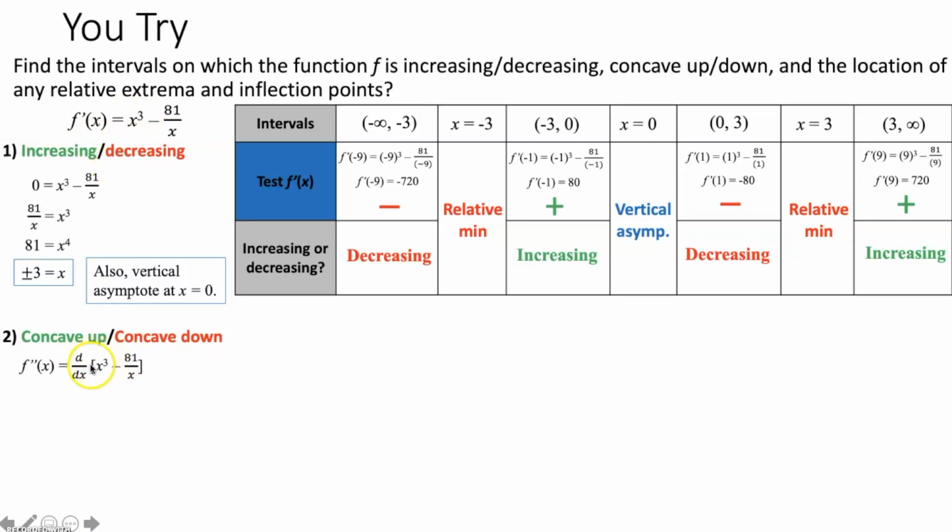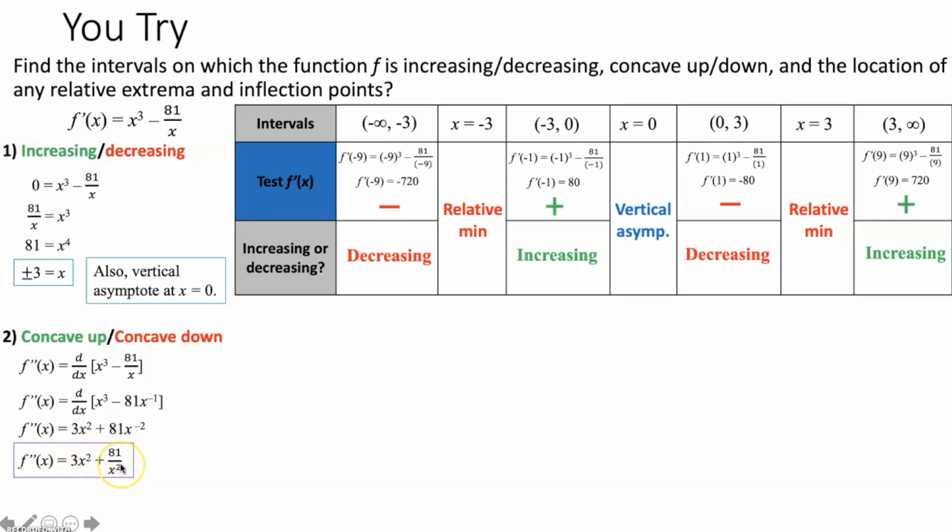Derivative of x cubed is just going to be 3x squared. Derivative over here, we need to rewrite this as negative 81x to the negative first. Then we can take the derivative, the negative 81 just stays out front, and we take the derivative of x to the negative first. Negative 1 comes out front, multiplies to the negative 81, that becomes positive 81, and this becomes x to the negative second power now. We can then rewrite this as 3x squared plus 81 over x squared.